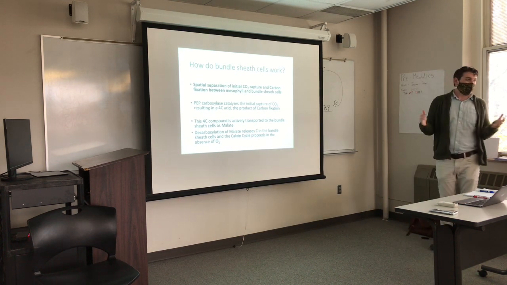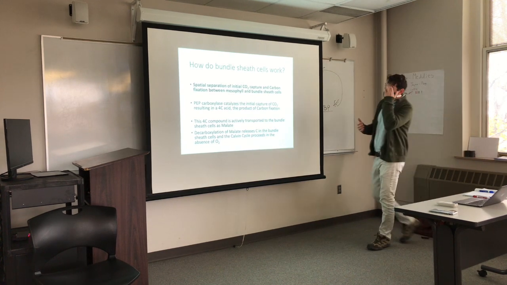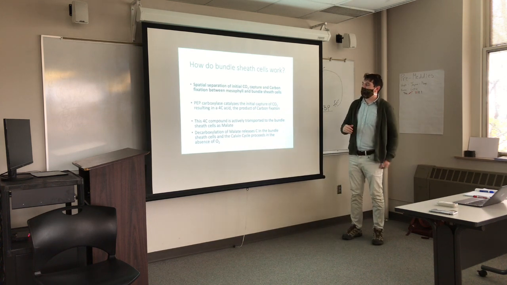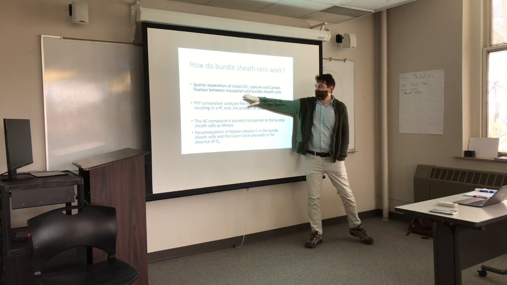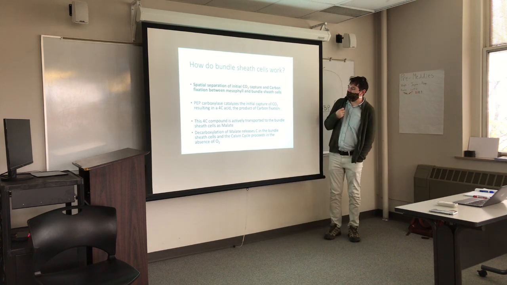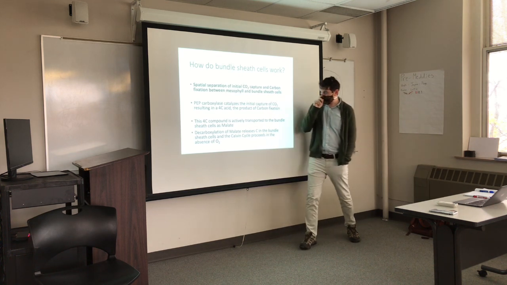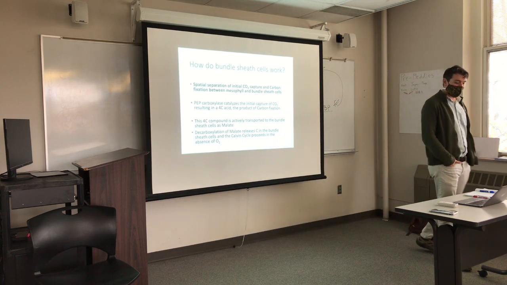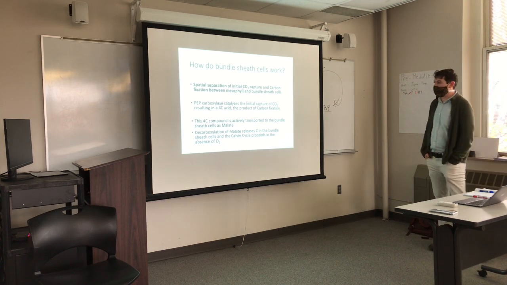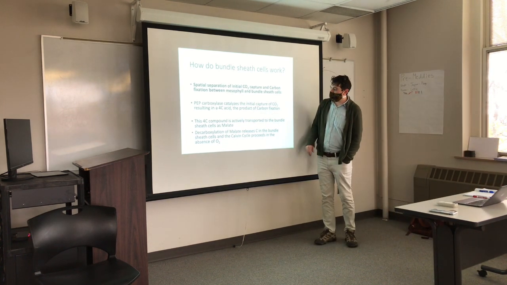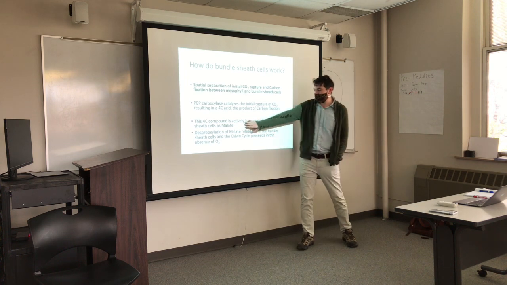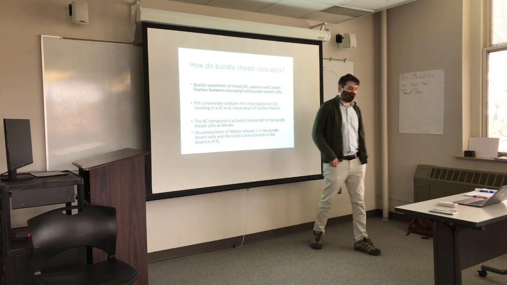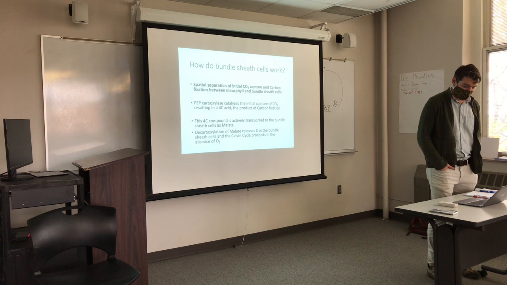So kind of recapping on that with some text for you. How do bundle sheath cells work? We have spatial separation of initial carbon dioxide capture and carbon fixation between the mesophyll cells and the bundle sheath cells. The enzyme that initially catalyzes the capture of CO2 is PEP carboxylase, and it results in a 4-carbon acid. This 4-carbon compound is actively transported into the bundle sheath cells as malate, where it can be decarboxylated to release that carbon, and the Calvin cycle can proceed without oxygen.